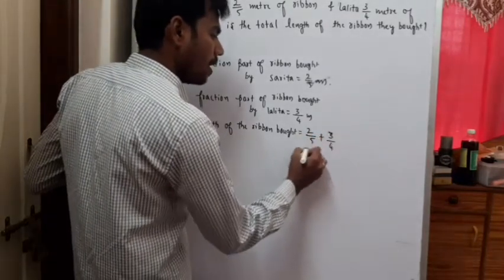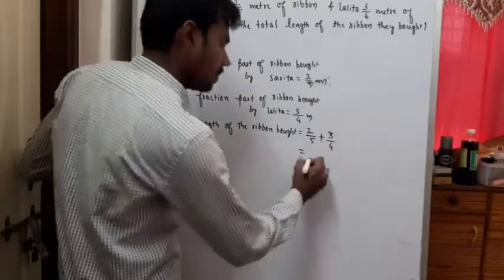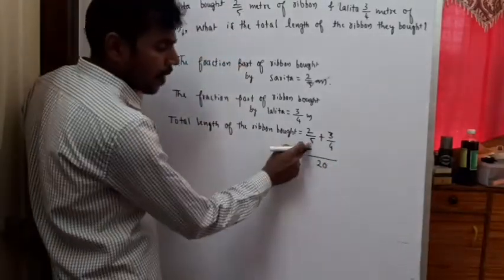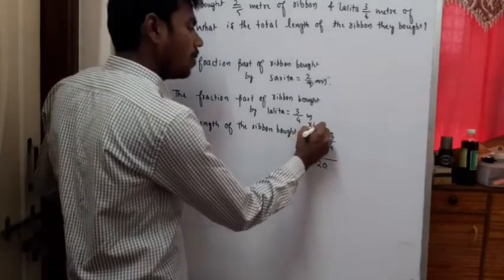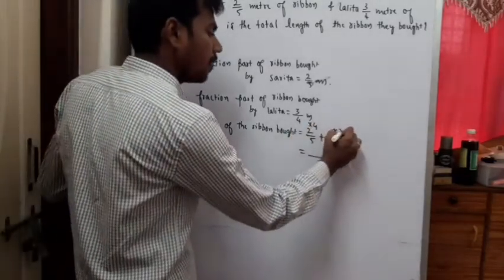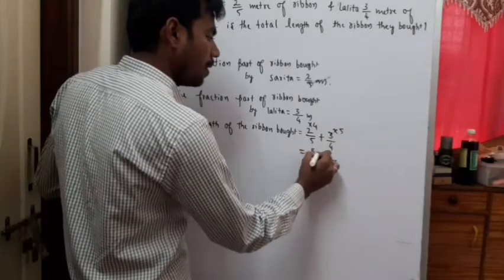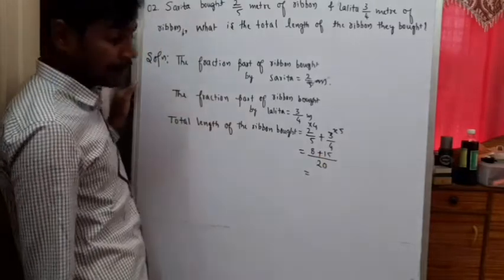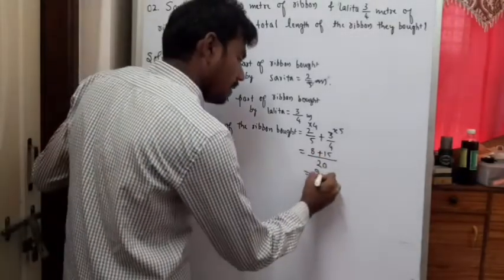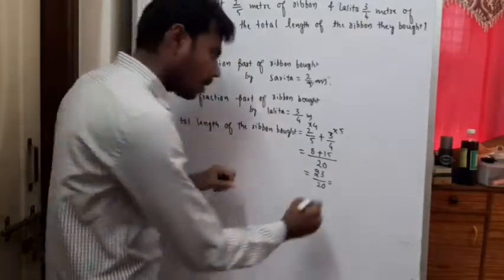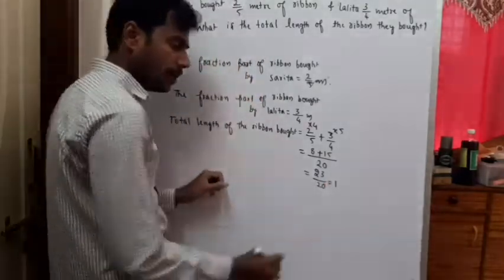5 and 4 are co-prime, so directly I can take the LCM as 20. 5 4s are 20, I need to multiply with 4. 4 5s are 20, I need to multiply with 5. 2 4s are 8, 3 5s are 15. 8 plus 15 is 23 divided by 20.